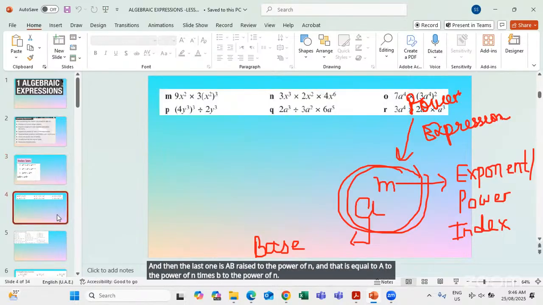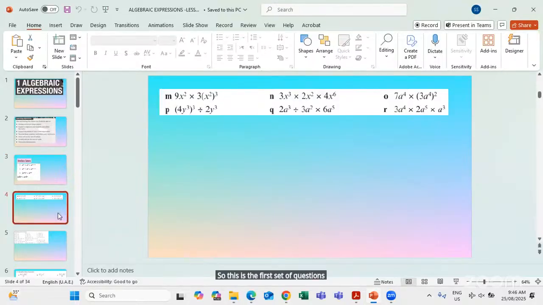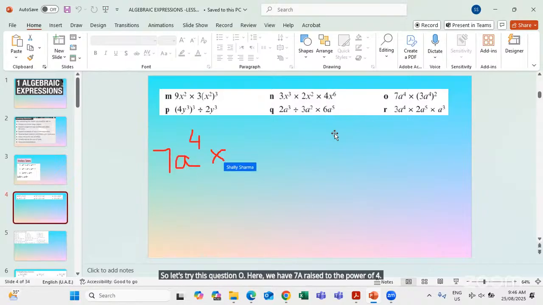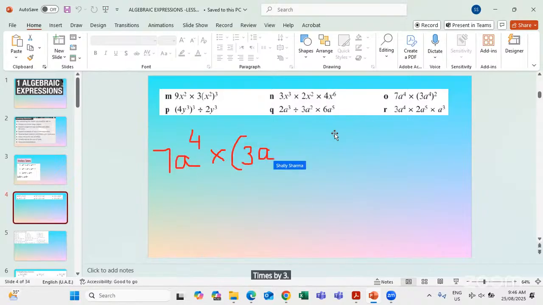So this is the first set of questions we have here. I will be picking up a few of them. These are from the book itself. So let's try question O. Here we have 7a raised to the power of 4 times 3a to the power of 4 raised to the power of 2.